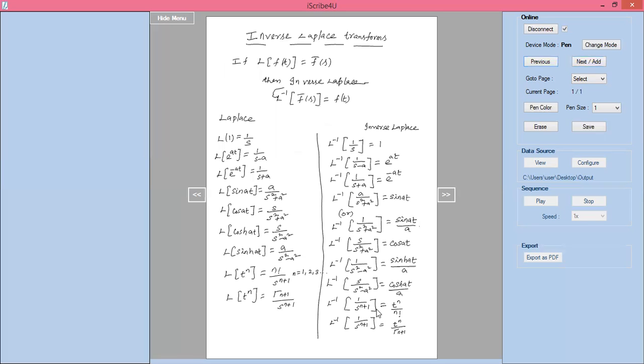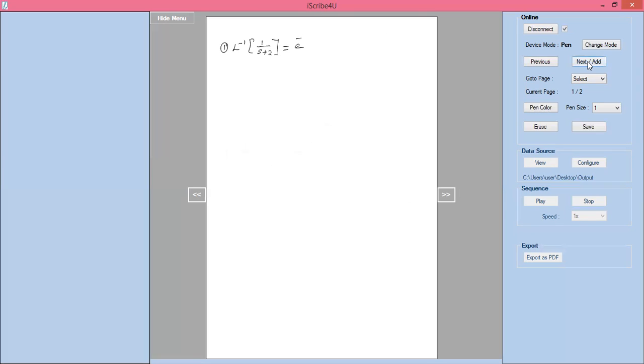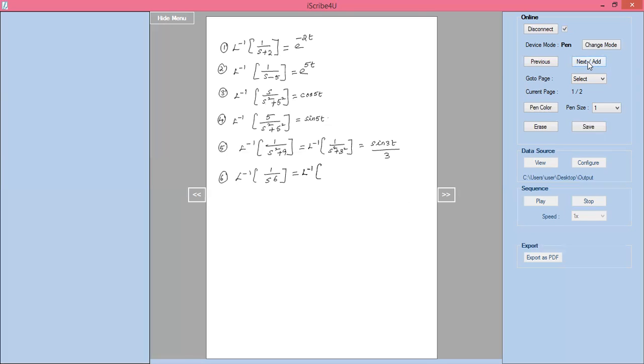It is nothing but n equal to 1, 2, 3, here 6 is there. That means I will write L inverse of 1 divided by s power 5 plus 1 should be t power 5 divided by 5 factorial. 1 divided by s power n plus 1, we will write like this. Right. I'll simplify some more problems.